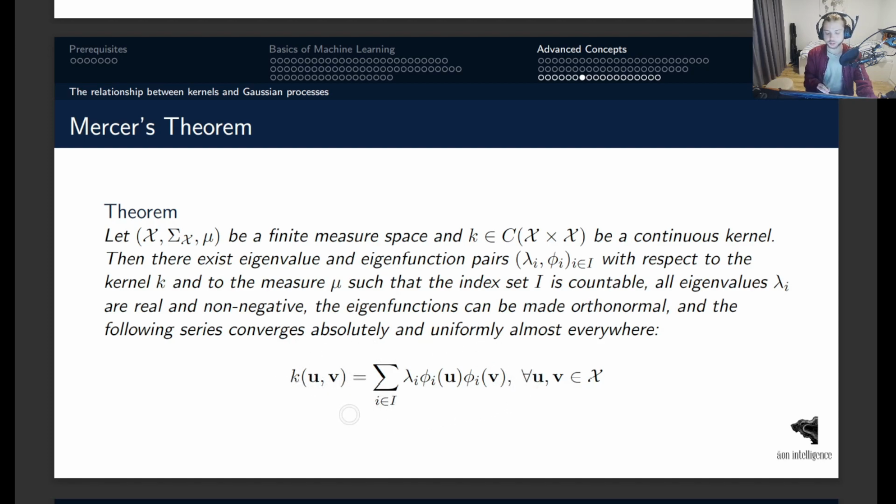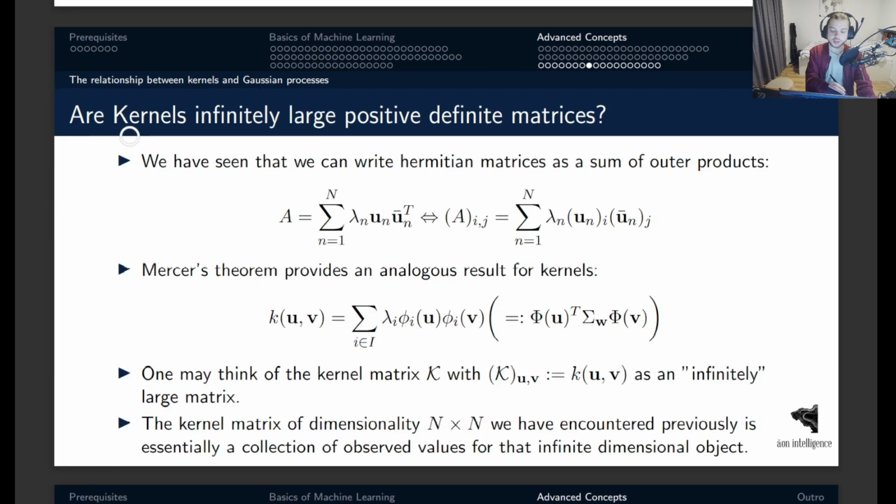So what have we gained actually? Mercer's theorem tells us that we can decompose a kernel k as a countable sum of eigenvalue-eigenfunction expressions. In that regard, it's very similar to linear mappings, matrices, where we had this weighted sum of outer products. And this is indeed very similar. So this intuition might lead you to the question, are kernels infinitely large positive definite matrices? Because recall that we could write Hermitian matrices as the sum of outer products. As I've explained before, A is equal to the finite sum of weighted outer products. And each individual entry of A is defined as the finite sum of weighted entries of these column vectors U.